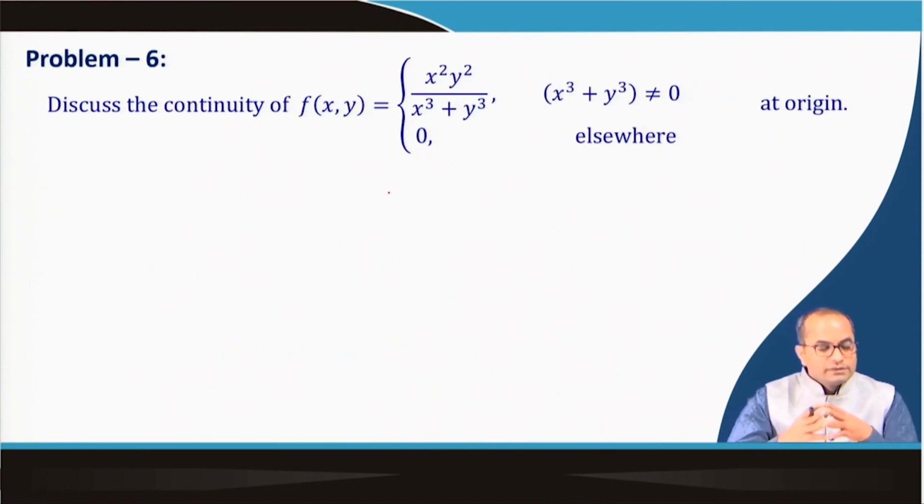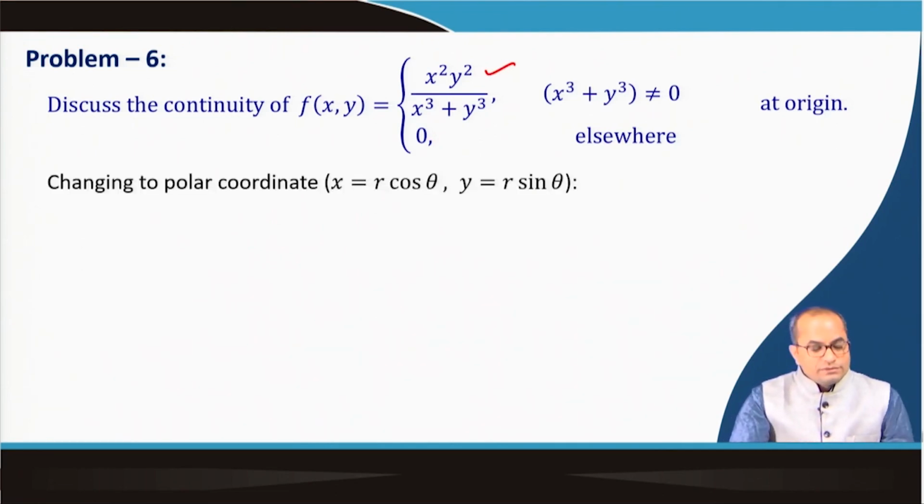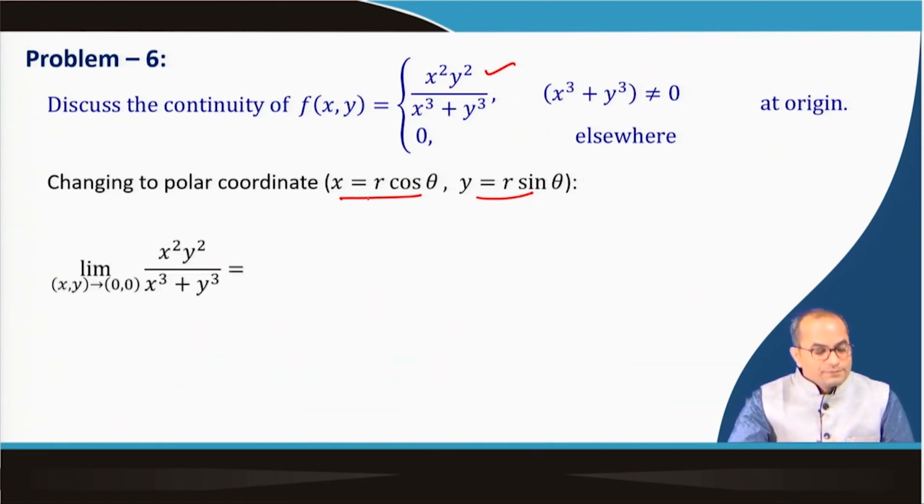Fine. Now, we have to discuss the continuity of this (x square plus y square) over (x cube plus y cube) at the origin. So, if we change to polar coordinates again, let us see what will happen. Here we do not see any term like x square plus y square which can simplify it, but we still substitute x equal to r cos theta, y equal to r sin theta and see whether it is helpful or not.